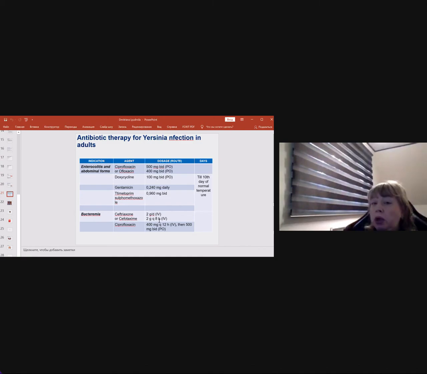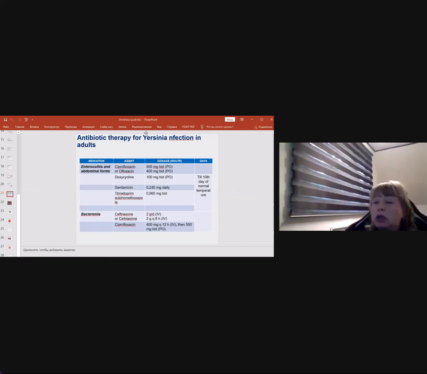What else? We know about arthralgia, we know about painful elements in erythema nodosum. We can use non-steroidal anti-inflammatory drugs. What else? We know about the slow type of hypersensitivity. We know about granuloma formation in yersiniosis, yes? And in all clinical forms of yersiniosis, we usually use anti-allergic drugs. And what else?